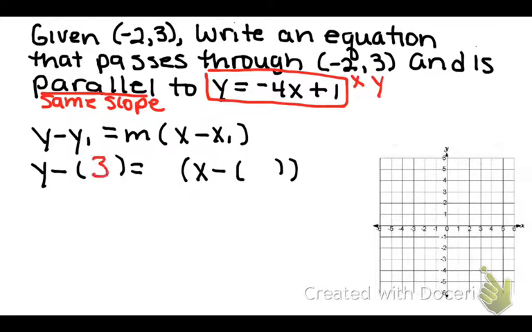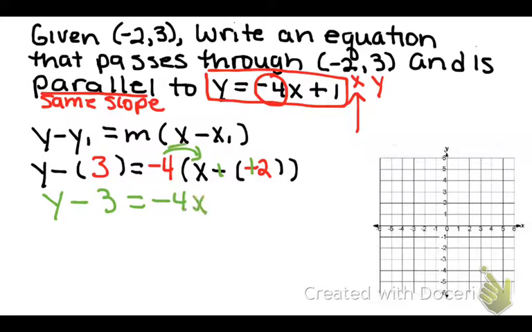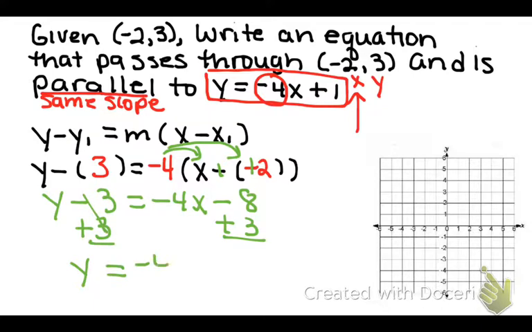So y minus 3. We're going to borrow this slope because they have the same slope. So negative 4, x minus, and a negative 2. And we're going to say add the opposite. So we end up with y minus 3 equals negative 4x minus 8. If I add 3 to both sides, y equals negative 4x minus 5.